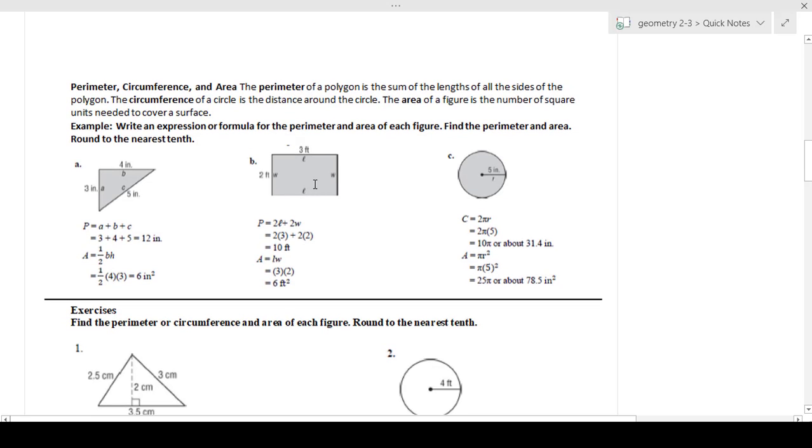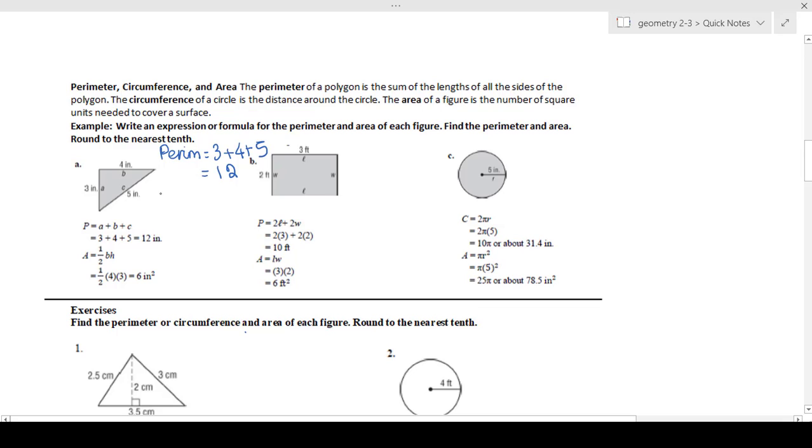Now let's look at the second exercise. He wants me to find here the perimeter, circumference, and area. Now, if I look at a triangle, I must find the perimeter, no circumference, and I must find the area. Then, first the perimeter, it is equal to the sum of the sides surrounding the figure. So I have here 3 inches plus 4, so it is equal to 12.